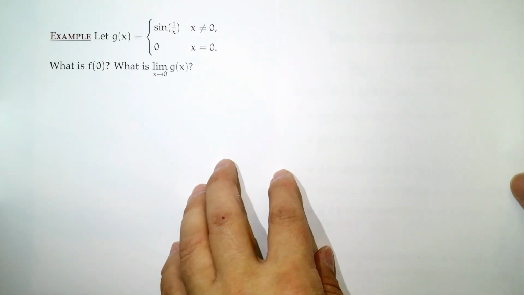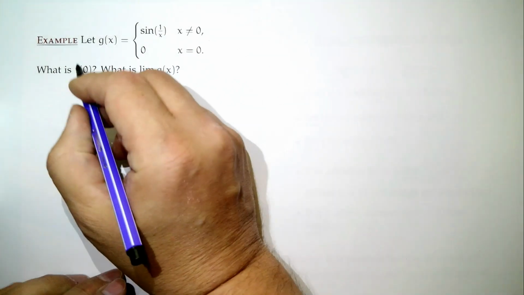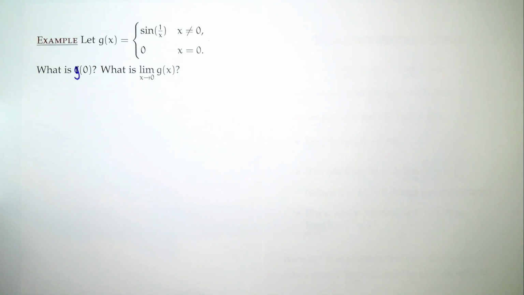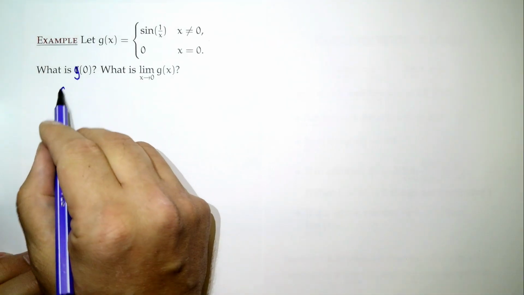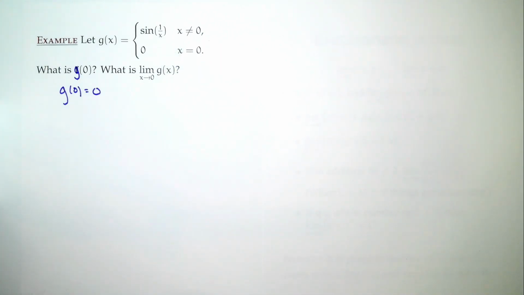Okay, let's do another one. This is a very famous function. So let g of x equal sine of 1 over x if x is not 0, and be 0 if x equals 0. And I see I have a typo here I haven't fixed yet. What is g of 0? Because there's no f here. All right, well, that's pretty easy. What is g of 0? It's 0. Yeah, because the rule says if you plug in 0, you get 0.